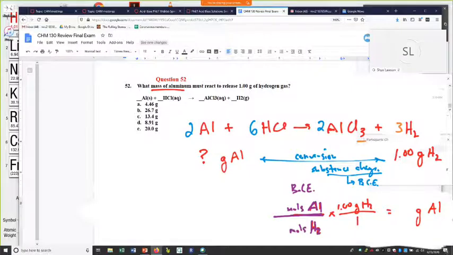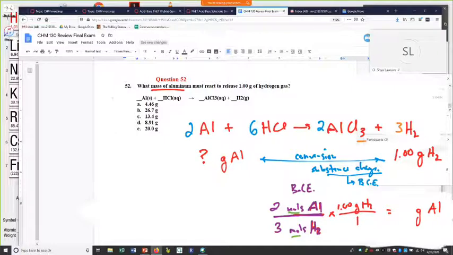I can now pull the coefficients from my equation. There's a 2 in front of the aluminum and there's a 3 in front of the hydrogen. Okay, so this would be great. It allows me to do a substance conversion. The big problem here is that moles is not the measurement that I currently have. So I'm going to have to do another conversion.